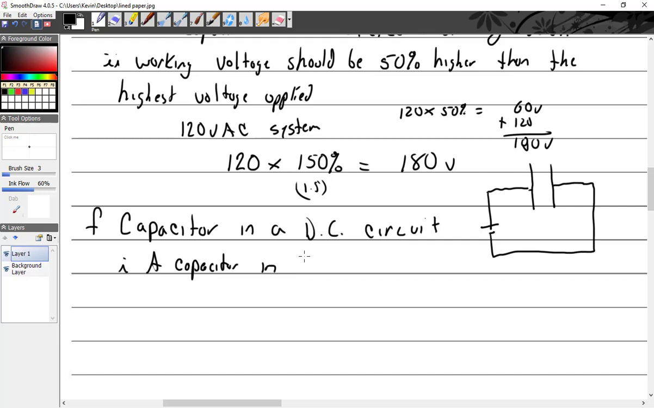Remember, this is DC. A capacitor in series will act as an open. Capacitor will simply just charge up and electricity stops flowing. Should I write that? It's a lot to write.